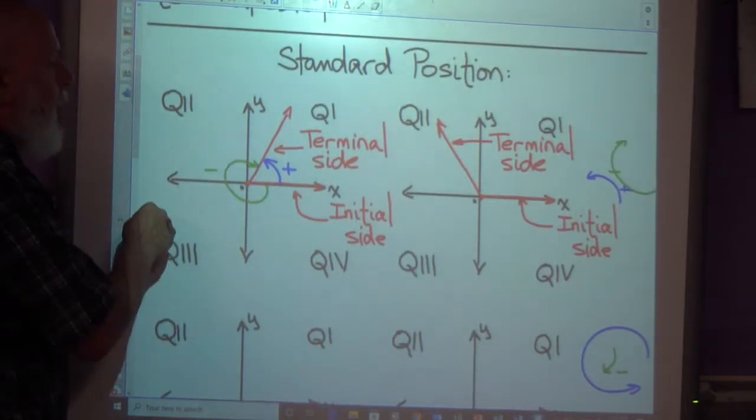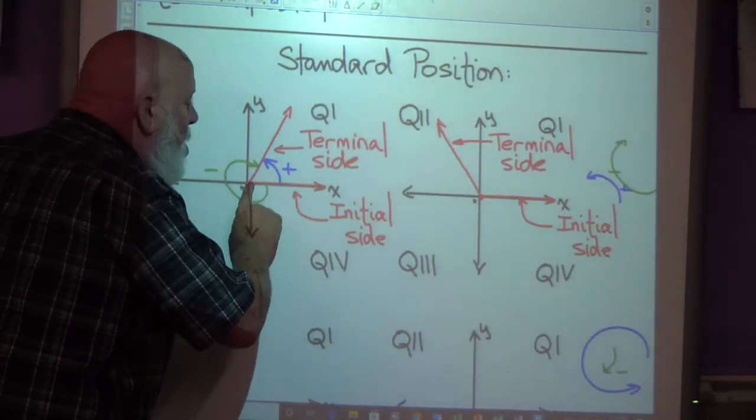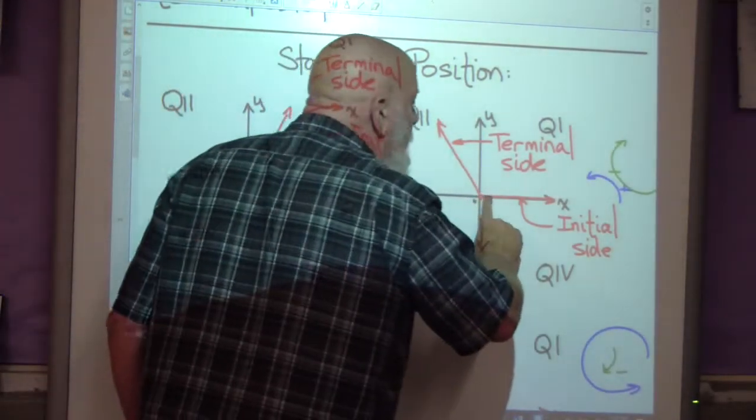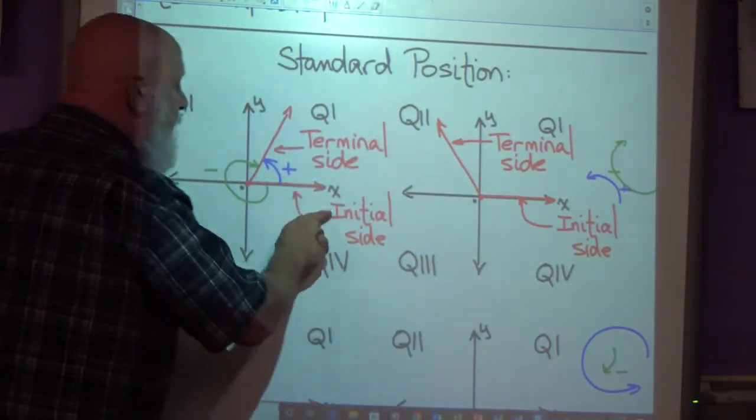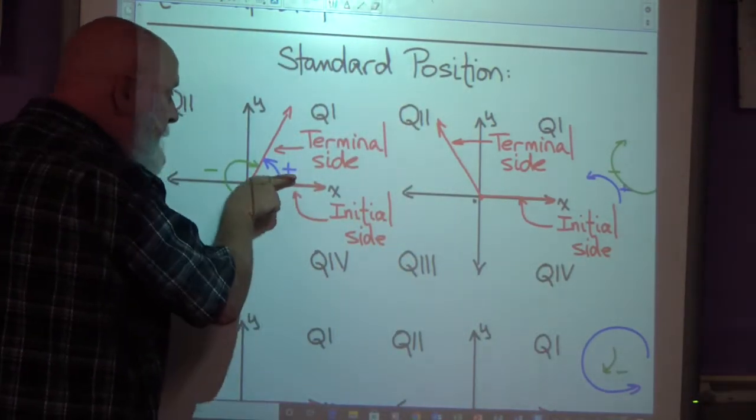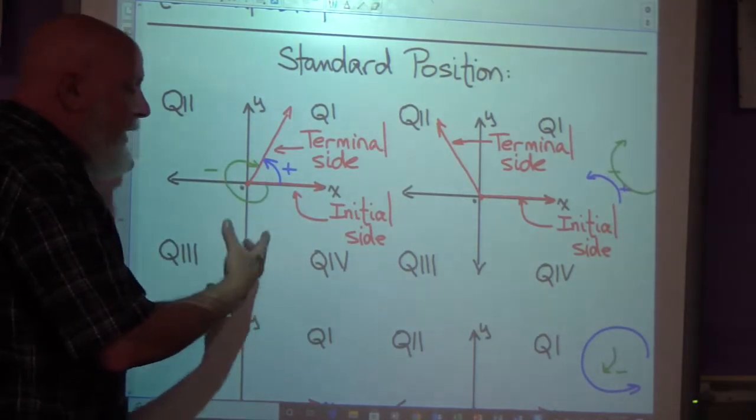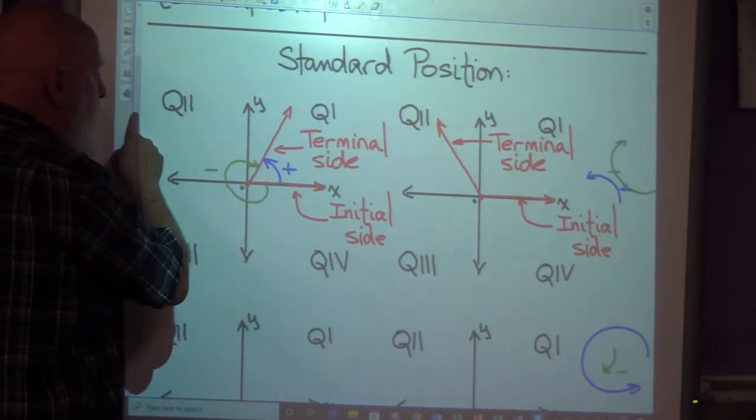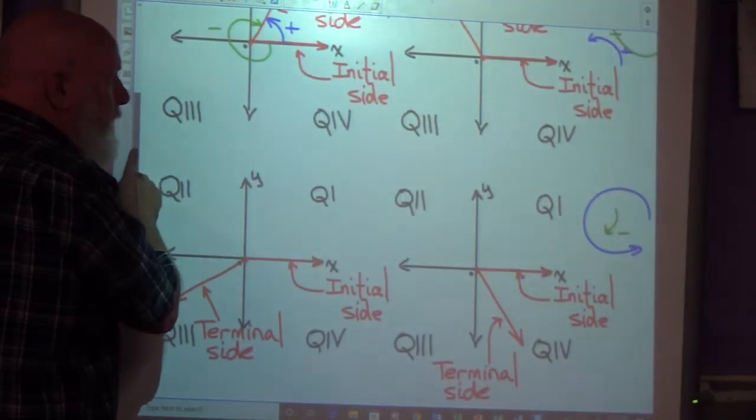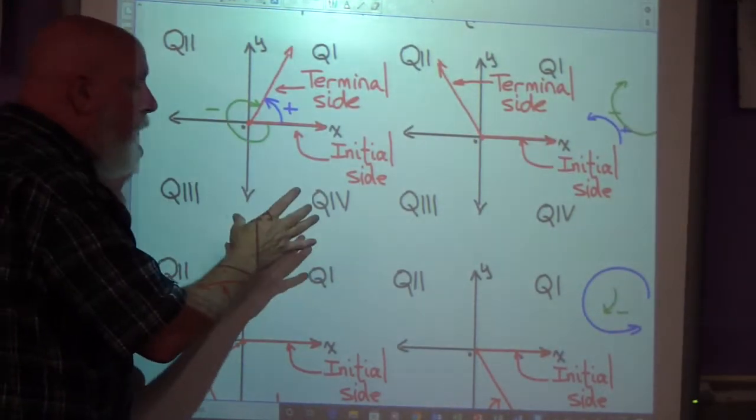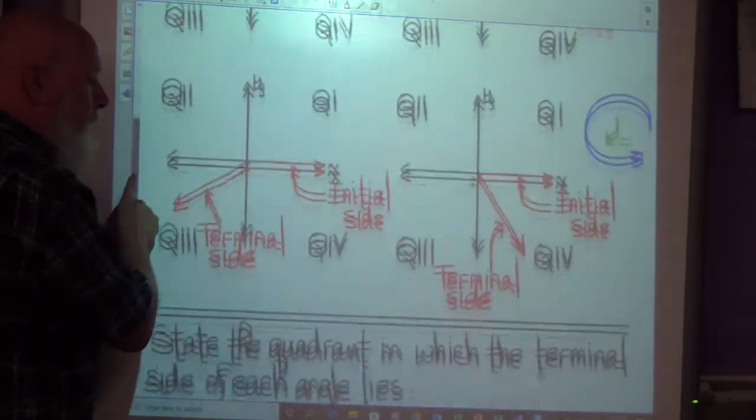So that's what we're going to be dealing with. We're going to be given some angles. We're going to remember that the positive x-axis is always the initial side, and then from there we're going to rotate so many degrees as is indicated by whatever the problem tells us to rotate. And we're going to stop and then determine what quadrant we're in. That's what we're going to be trying to do here.